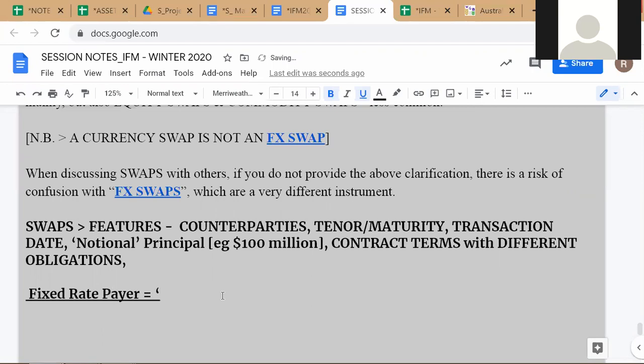The fixed rate payer is just called the payer. In the swaps market, if I say that I'm paying on a 10-year IRS, IRS being interest rate swap, it is automatically understood that I'm paying the fixed rate on a 10-year IRS.